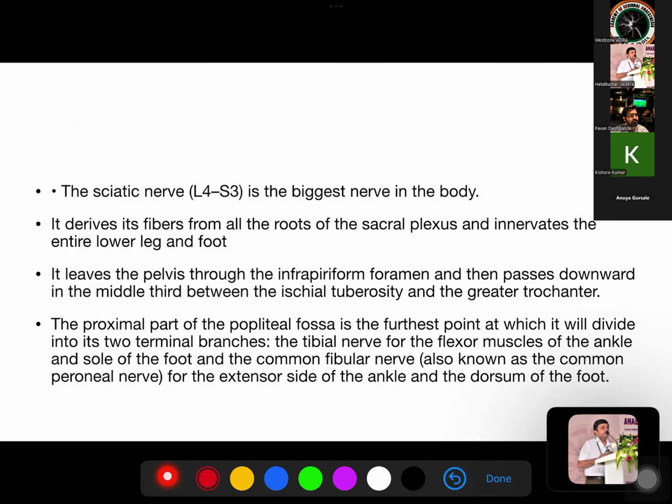So the sciatic nerve is the biggest nerve in the body. It derives its fibers from all the roots of the sacral plexus and innervates the entire leg and foot. It leaves the pelvis through the infrapiriform foramen and passes downwards in the middle third between the ischial tuberosity and greater trochanter. At the proximal part of the popliteal fossa is the point at which it divides into 2 terminal branches, the tibial nerve for the flexor muscles of the ankle and the sole of the foot, and the common fibular nerve, also known as the common peroneal nerve, for the extensor side of the ankle and dorsum of the foot.